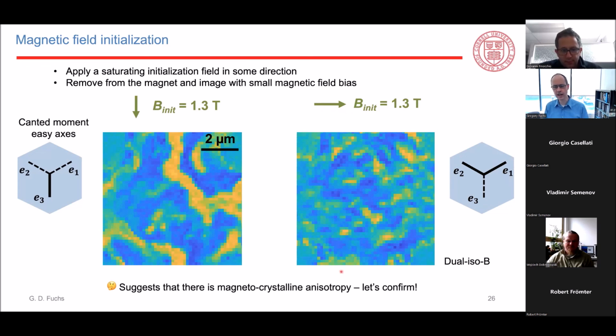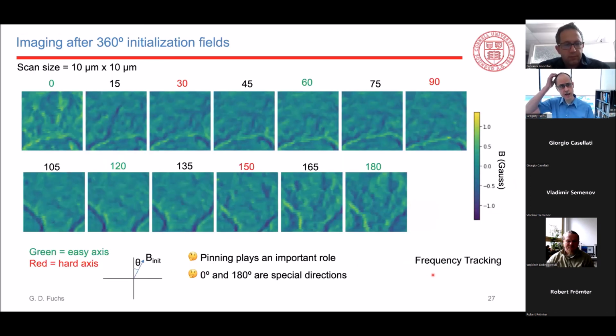And it seems like, okay, this suggests that this easy axis thing is right. So let's confirm this carefully. So we measured with this procedure along 360 degrees. We initialized it in different directions and then took an image. So there are two key points here. The first one is that you see these magnetic domain walls and they appear in every image. So pinning is very, very strong in this material. The second thing is that it seems like 0 and 180 degrees are a little bit special and the other ones are not, regardless of easy or hard.